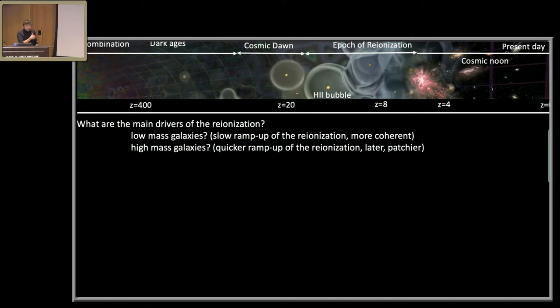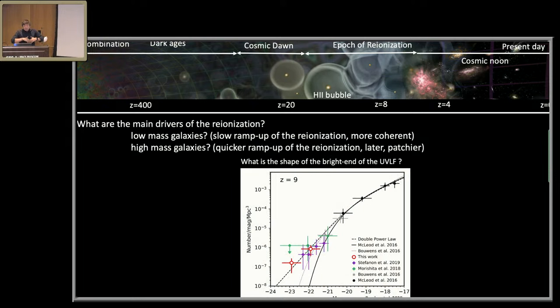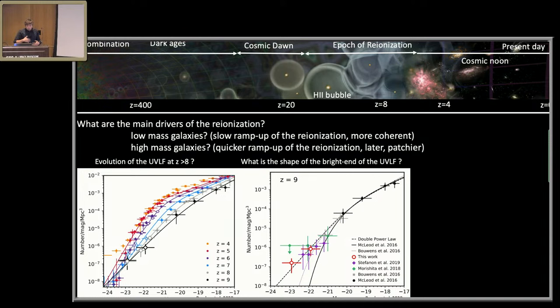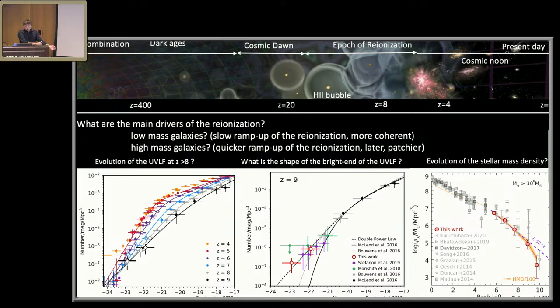And until the launch of the James Webb, we were limited to galaxies at redshift up to 9, with a lot of questions about the number of galaxies at redshift 9, and especially the number of bright galaxies at redshift 9, with an excess of galaxies compared to the expectation, the solid black line here. There was also a huge debate on the evolution of the UV luminosity function at redshift greater than 8, with some studies showing a slowdown in this UV luminosity function, or some questions on the evolution of the stellar mass density, to know if at this redshift the stellar mass density follows the mass density of the dark matter halos.